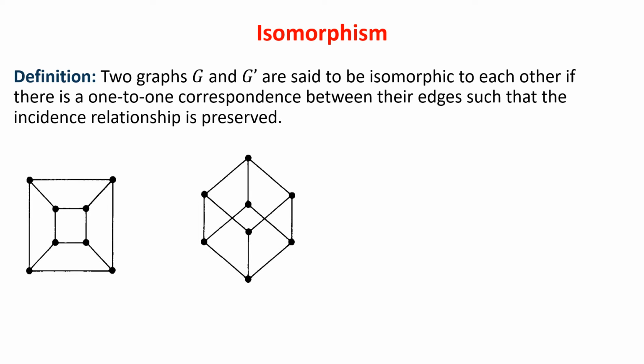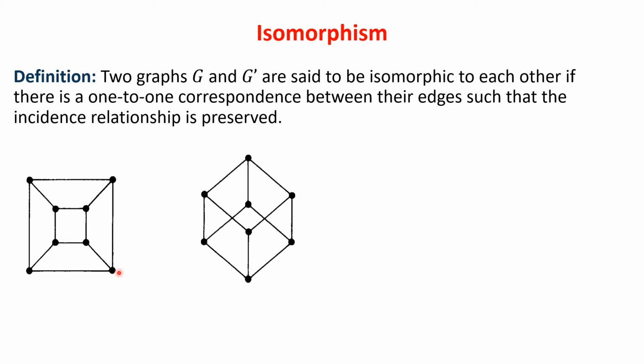These are the two graphs which are isomorphic. Here see, the number of vertices is 8. Here also the number of vertices is 8. Each graph has the number of edges 12. Here the number of edges is 12, and for this graph also the number of edges is 12. And an equal number of vertices with the same degree, that is 3.